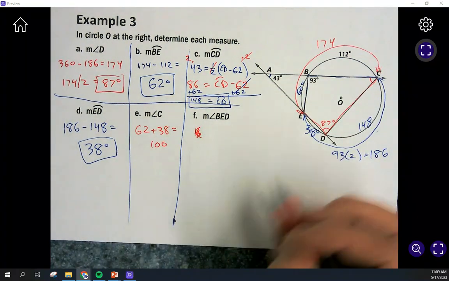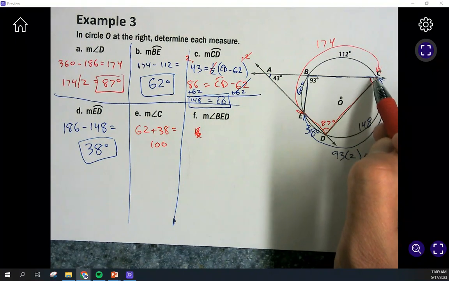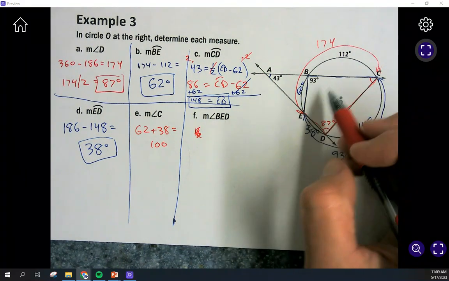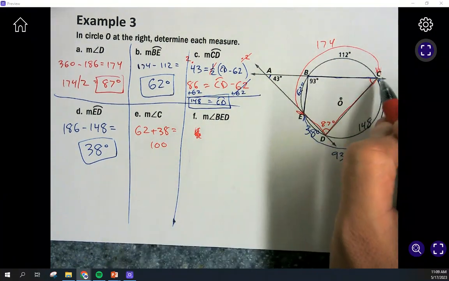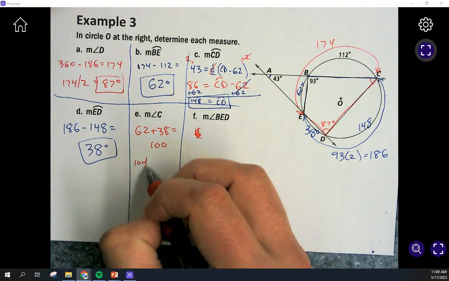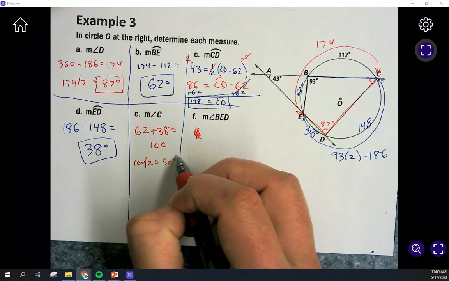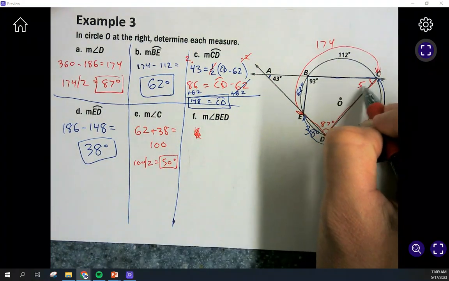That's 100. Now be careful, that angle, you can just look at it. It's not 100, right? It's way less than 90. But the arc it's creating is 100. The angle's half the size because it's an inscribed angle. So 100 divided by 2 means that angle is 50 degrees. This angle is 50 degrees.